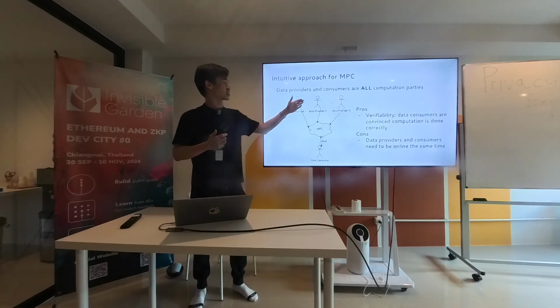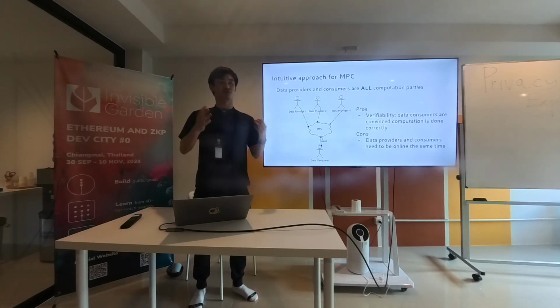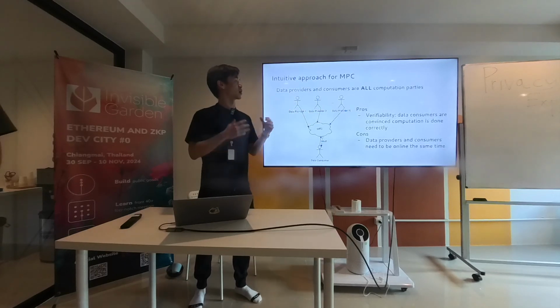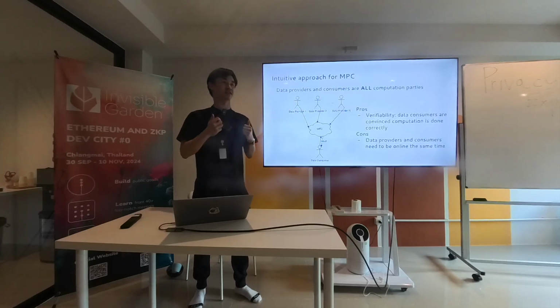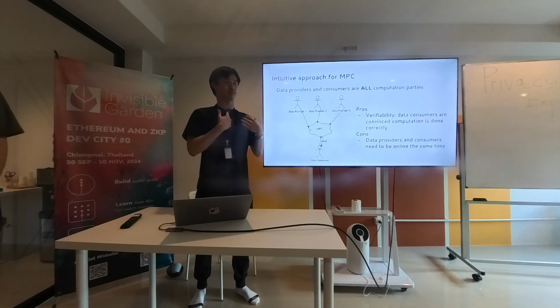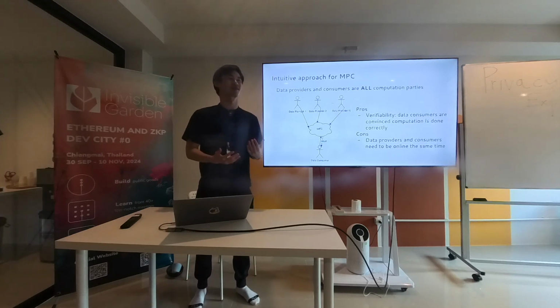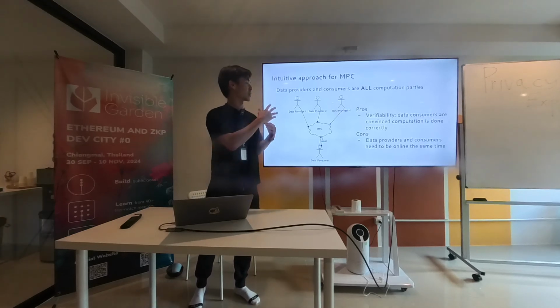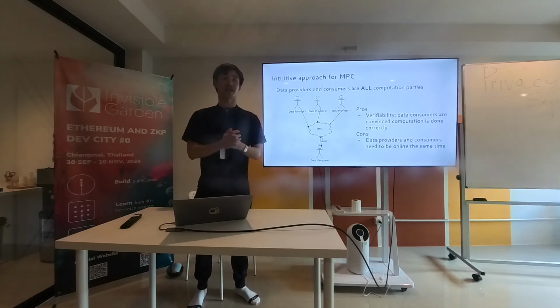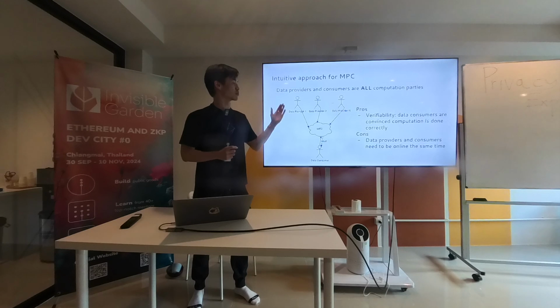So the pro is that, because everyone is a computation party, we can be sure that if you run the wrong program, it wouldn't work. By being computation parties, they can be sure about malicious behavior. Just trust one: I'm pretty sure I'll trust myself, I'm not going to do something weird. So the data consumers can be convinced that the computation is done correctly. The bad thing is, again, they need to be online all the time.